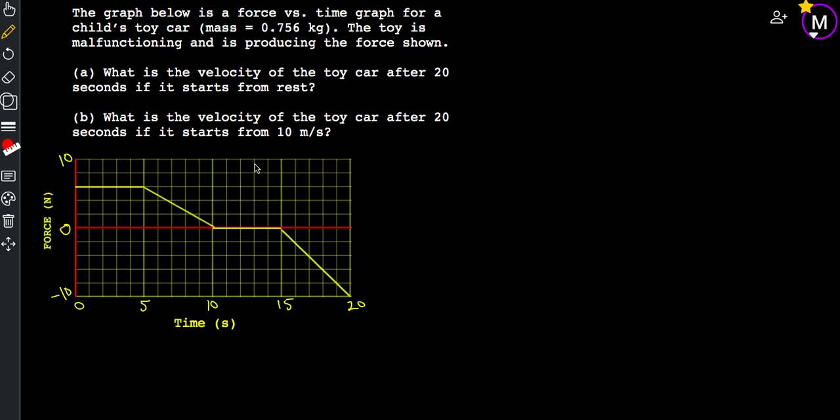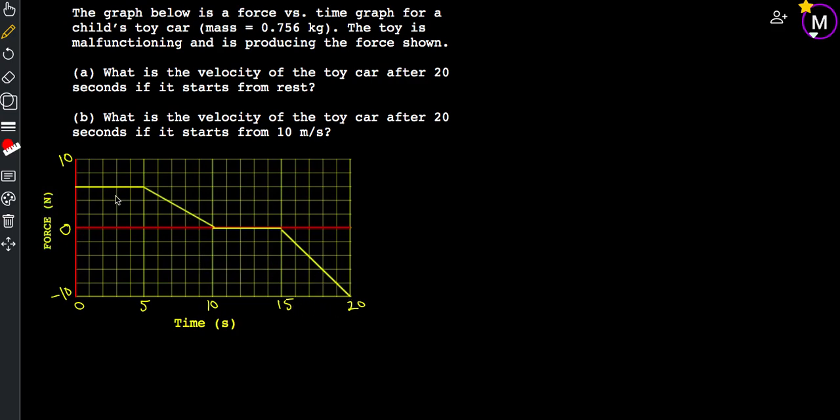Today, let us solve the problem based on the F-T curve. This graph shows the force versus time curve of a toy car which is malfunctioning. So it is producing a force as shown in this graph. From 0 to 5 seconds, the force produced is constant, and then the force is decreasing from 5 to 10 seconds. Then from 10 to 15 seconds, the force is 0, and then it is increasing in the negative direction.